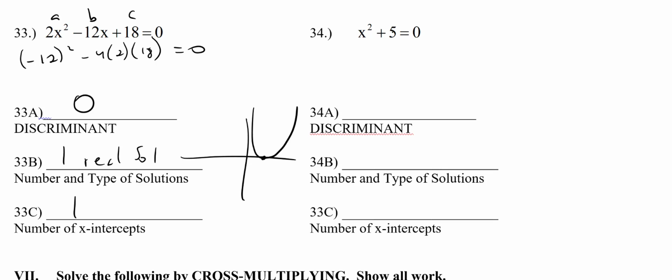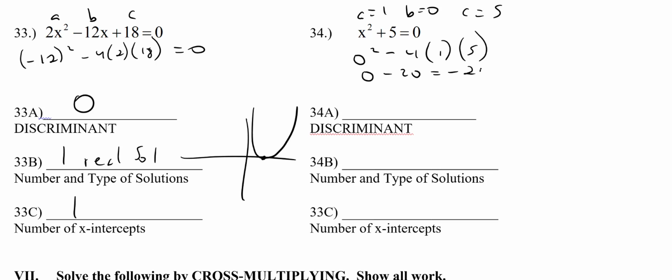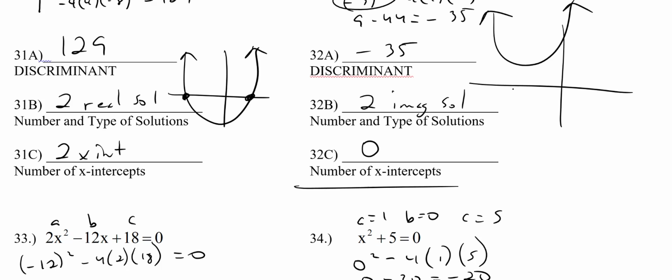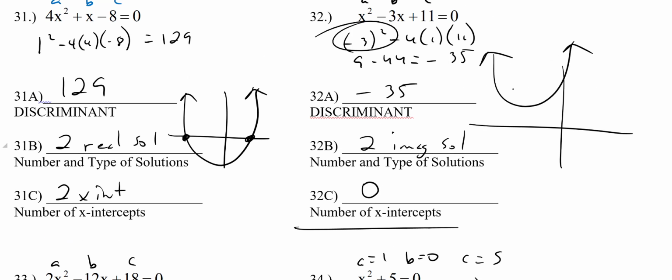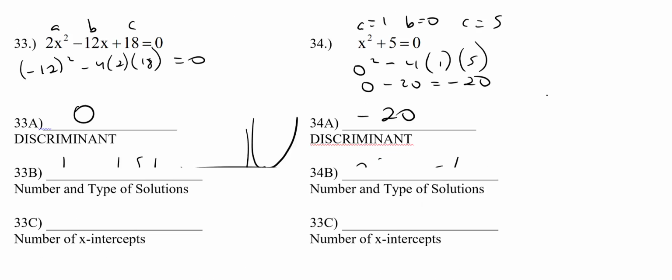Okay. And the last one. Remember, if you're missing a letter, A is 1, B is 0, because you don't have B, and C is 5. So it's B squared, so 0 squared minus 4 times A times C. Okay, so it's basically 0 minus 20, which is negative 20. So negative 20 is your discriminant. It's 2 imaginary solutions. And how many times across the x-axis? Just like this one, it didn't cross it, so there's no x-intercepts.